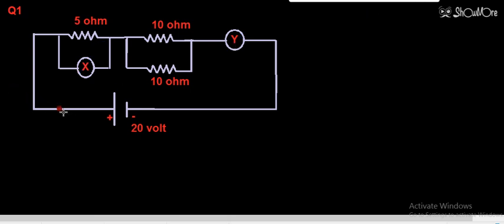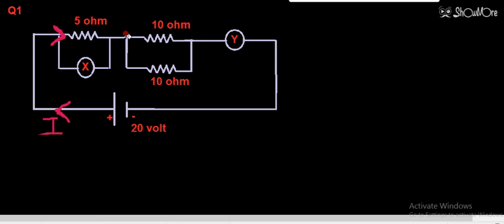After that, students, let's suppose current I is coming from the battery. Let's name it as current I. The same current will flow through this 5 ohm resistance, because X is a voltmeter. A voltmeter has infinite resistance, so that's why it will draw zero current. No current will flow on the voltmeter side.